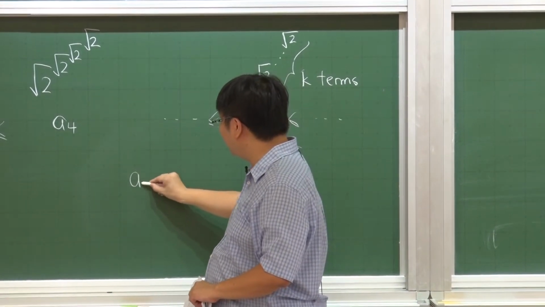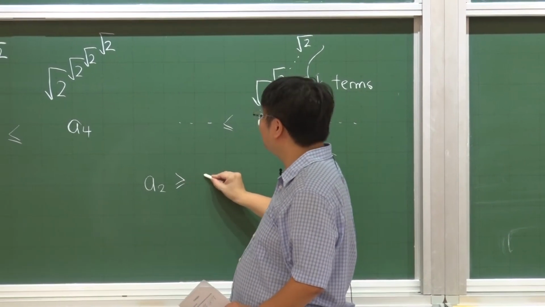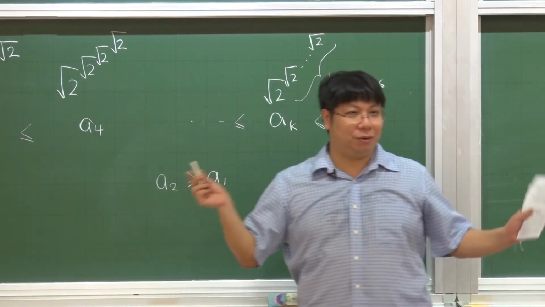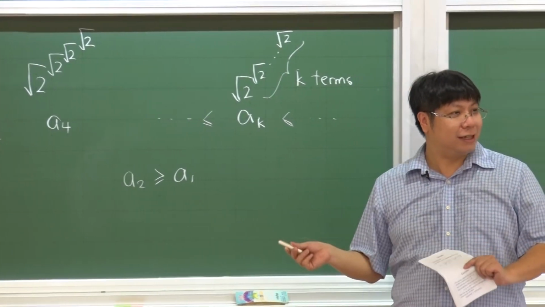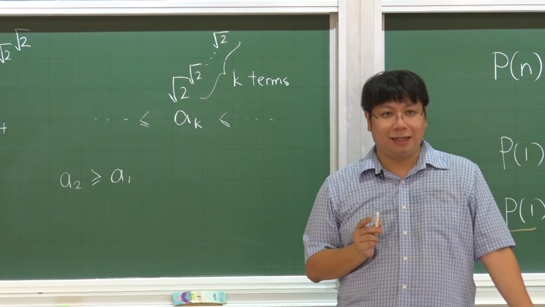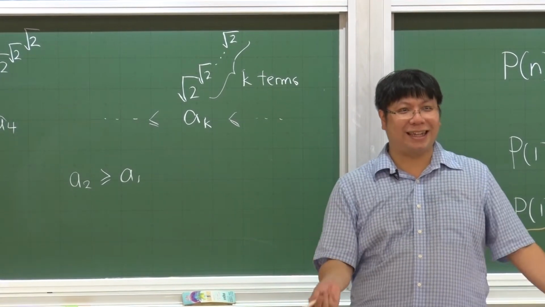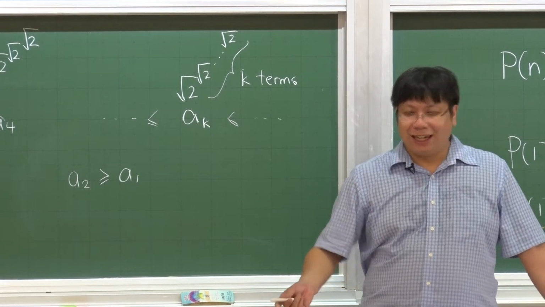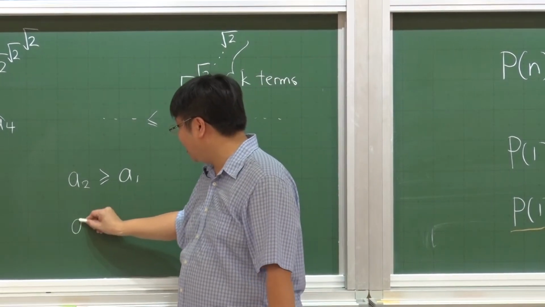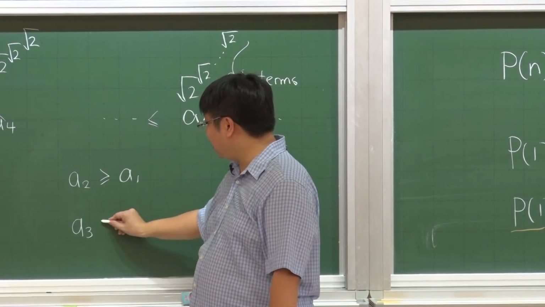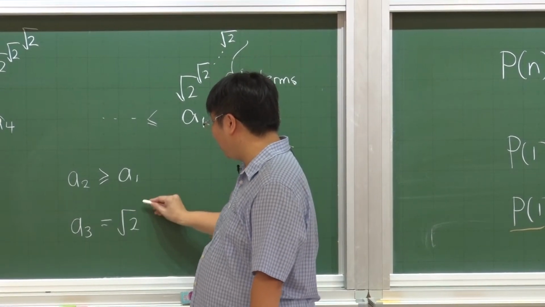So we know that A2 is, let's say we have just shown, we know that A2 is larger than A1. We just showed this. Then how can it help us? Exactly how? Okay, so what is A3? A3 is equal to square root 2 to the power A2. Am I correct?